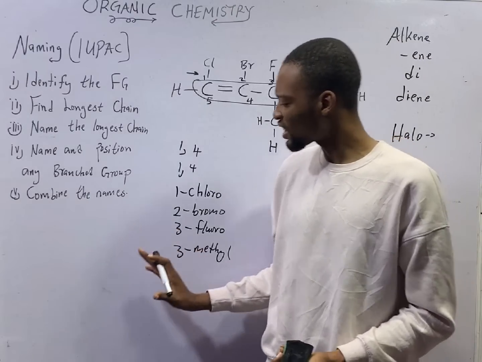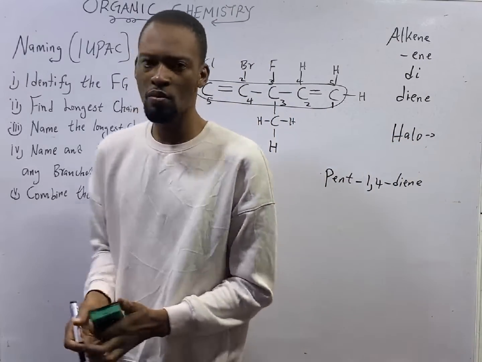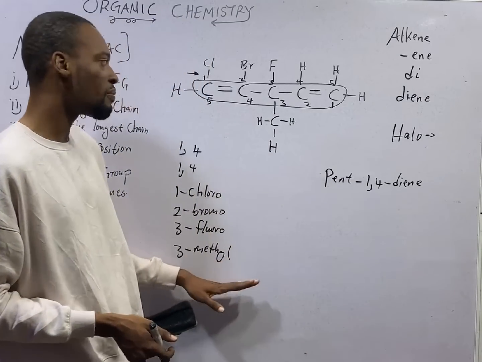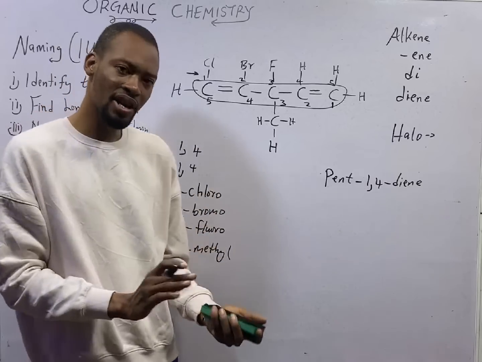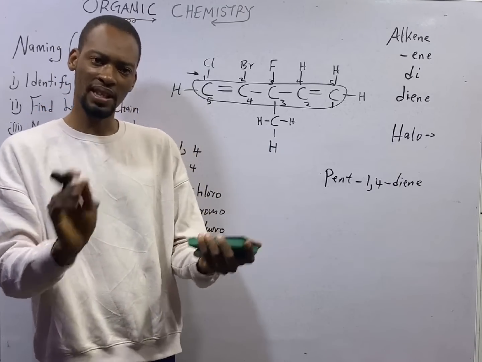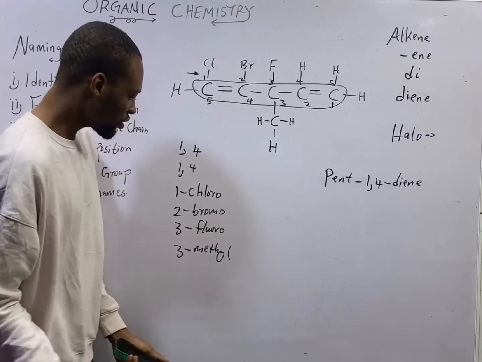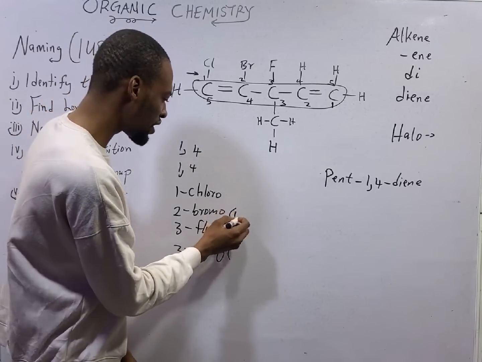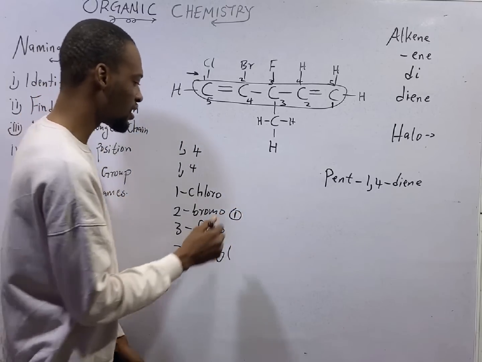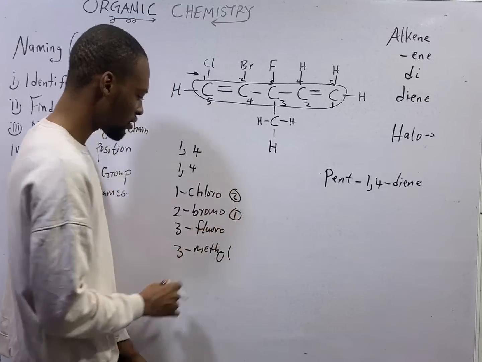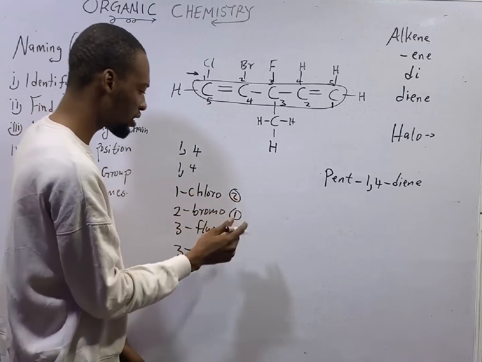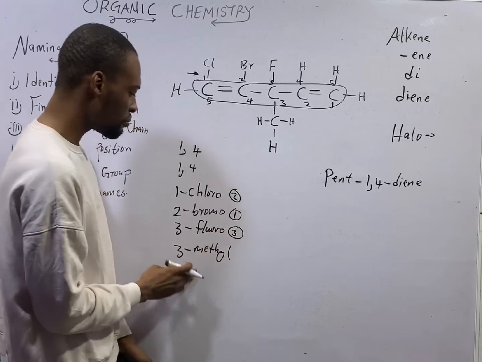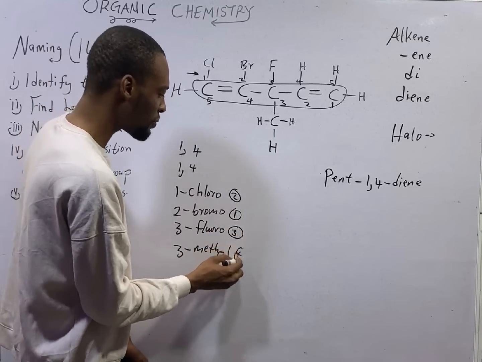We know that attachments will definitely come first. But now that we have 4 attachments or 4 branches, how do we arrange them? The rule is arrange the attachments alphabetically. So, here, bromine will definitely come first. Then chlorine will come next. Fluorine will be number 3. Methyl will be number 4 alphabetically.